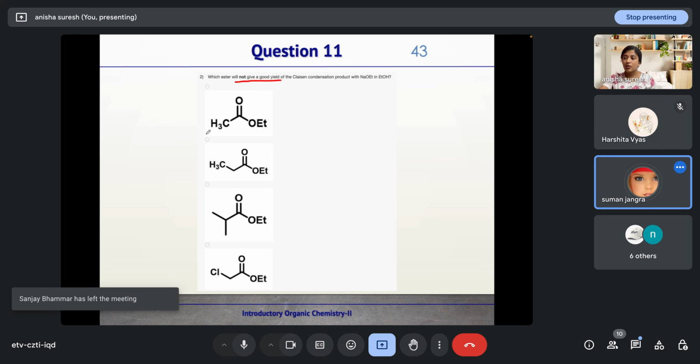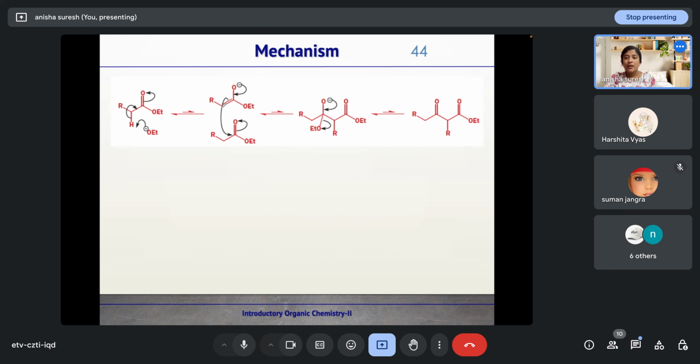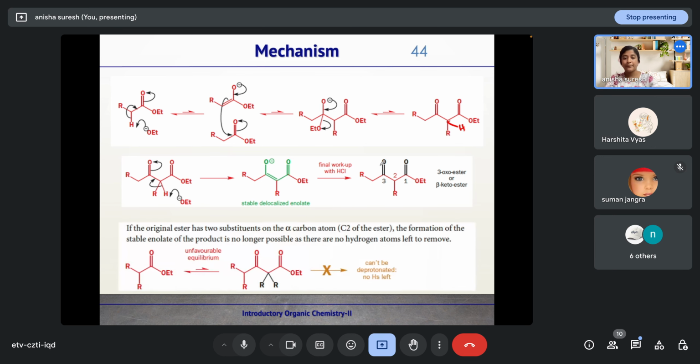Option C is the right answer. So we will see what is the reason behind that. For the Claisen ester condensation to take place, this is the mechanism we have seen there. And for making this irreversible, we should have one more proton here, and that will be abstracted, leading to formation of the enolate. So this will make the reaction irreversible. This step is making the reaction irreversible and giving better yields.